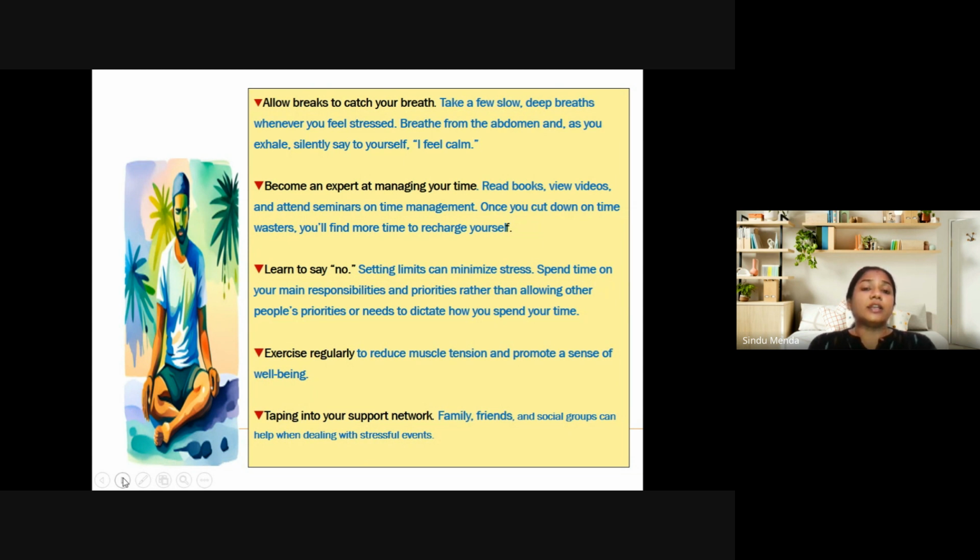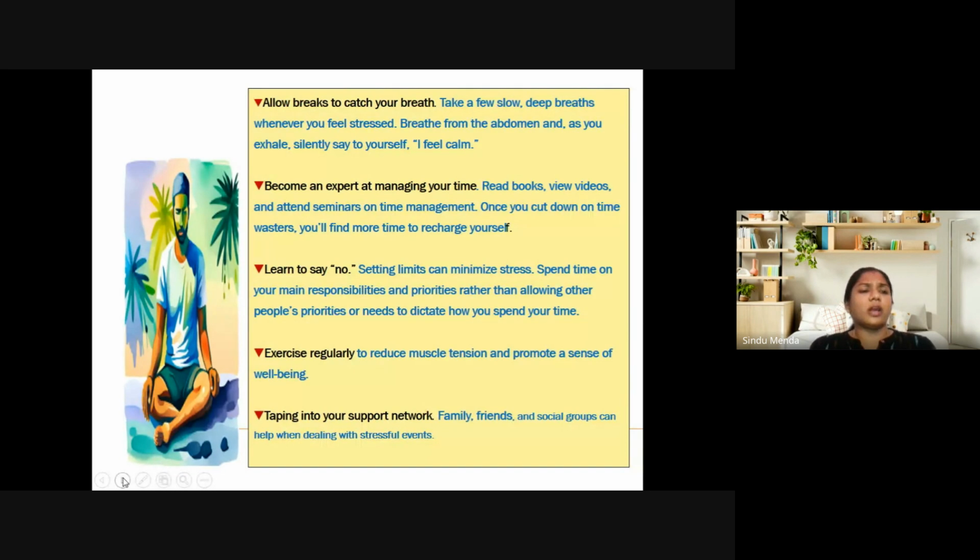And the next one is learn to say no. Suppose you have a number of tasks. If you are not setting limits for your work, it can maximize your stress, and at the same time you need to spend more time on that work. If you set limits for that work, you can minimize the stress and spend time on your main responsibilities and priorities, rather than letting other people's priorities or needs dictate how you spend your time. So learn to say no. Just focus on your priorities. Based on the priorities, give numbering to the tasks and do the work.